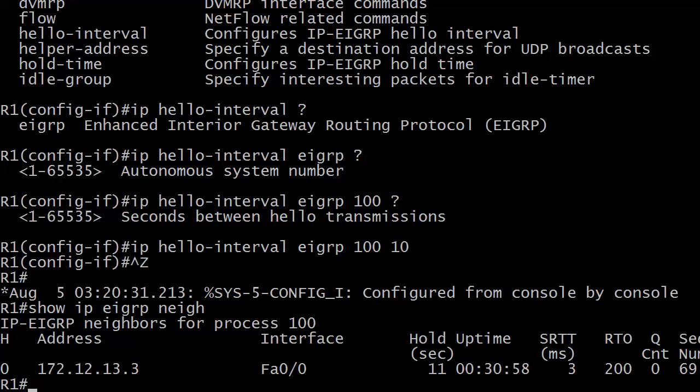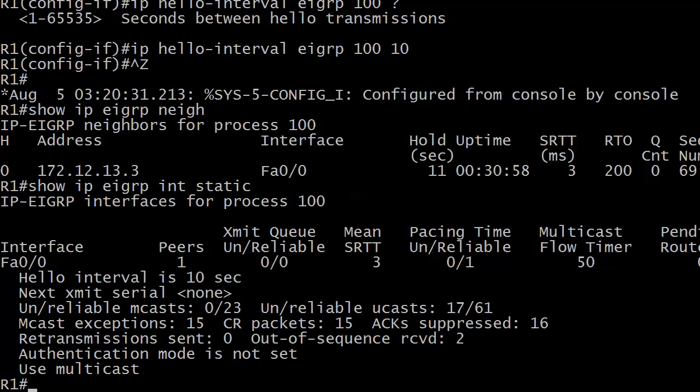This is a situation where if you feel the need to change the timers, you should do so really on all the routers in your autonomous system. I'm about to show you why. Because right now we know, and let's run one of those show interface commands, you can see the hello interval is 10 seconds. Well, that means router 1 is sending a hello out every 10 seconds. And how often then, since we haven't changed anything on router 3, how often is router 3 looking for one?